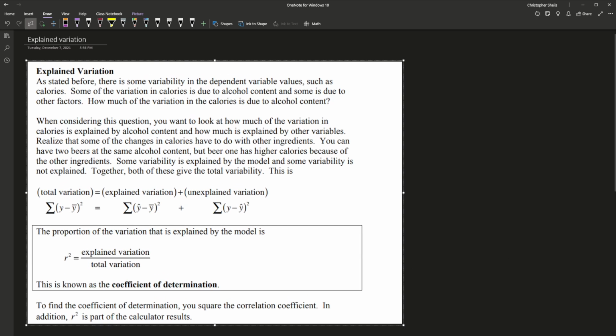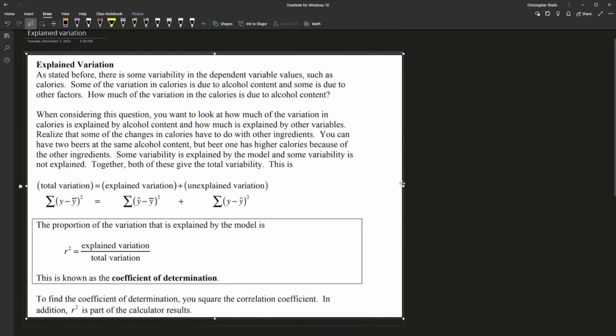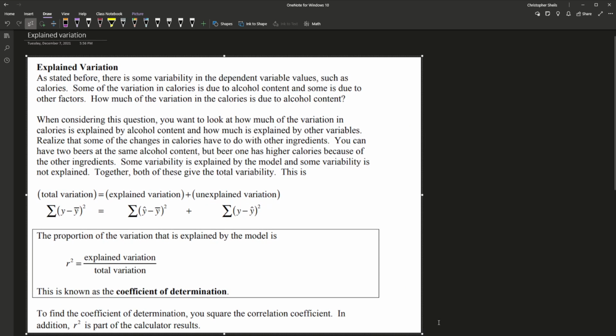We also have this idea of explained variation. As we stated before, there's some variability in the dependent variable values, such as calories. Some of the variation in calories is due to the alcohol content, and some of the variation in calories is due to other factors. How much of the variation in calories is due to the alcohol content? So how much of this variation has our model explained?